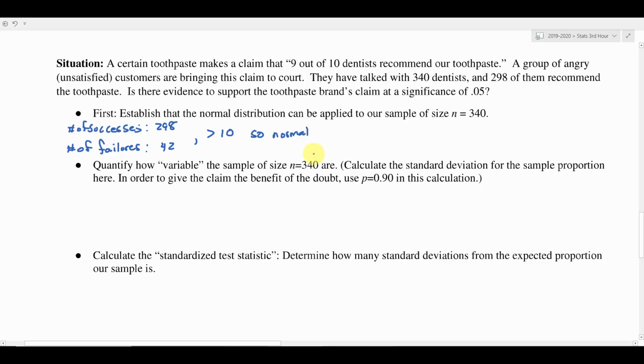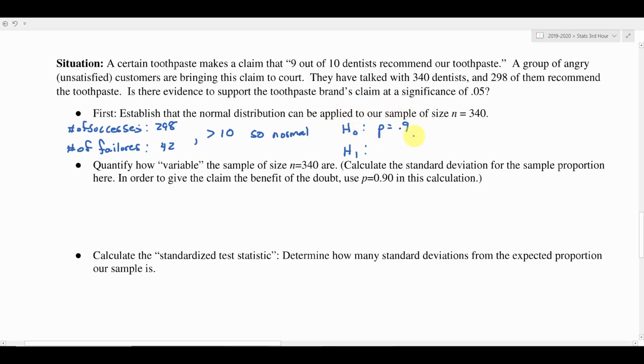And then I'm going to set up my null and my alternate hypothesis. So I'm going to say H0, H1, or H naught and H1. And so our population claim, this is what we're assuming to be true. The toothpaste company is assuming that 9 out of 10 dentists recommend their toothpaste. So that's what I'm going to put here. I'm going to say the proportion of dentists that recommend the toothpaste is 0.9. This is our population claim.